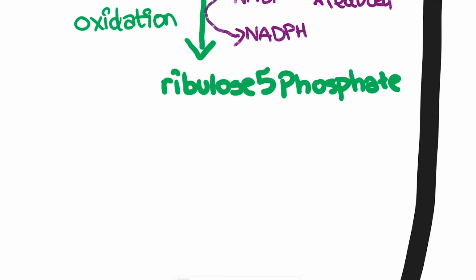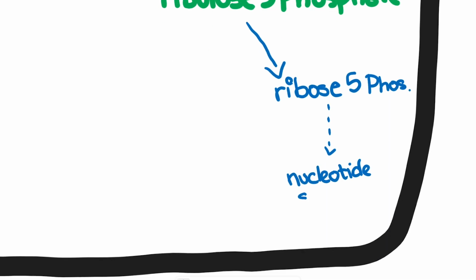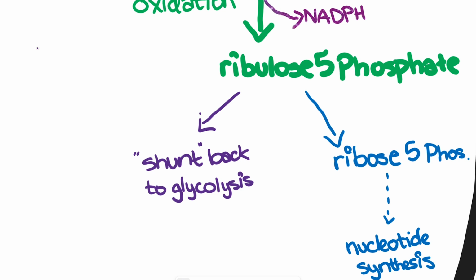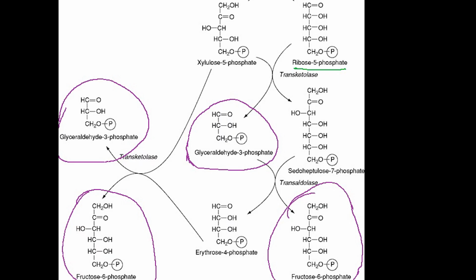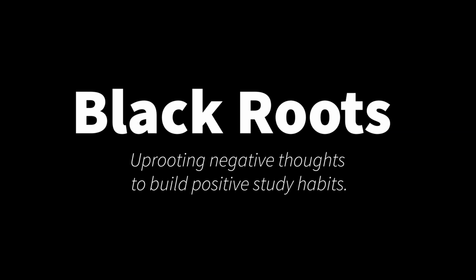Now that the ribulose 5-phosphate is made, it can go 2 different directions. The first direction is to make ribose 5-phosphate, which goes on to do nucleotide synthesis, or it can convert into other molecules that get shunted back into glycolysis, including fructose 6-phosphate, or F6P, and glyceraldehyde 3-phosphate, or G3P. You can see how both G3P and F6P are made via these reactions here. And that is the pentose phosphate pathway.